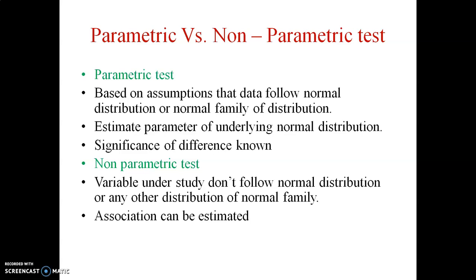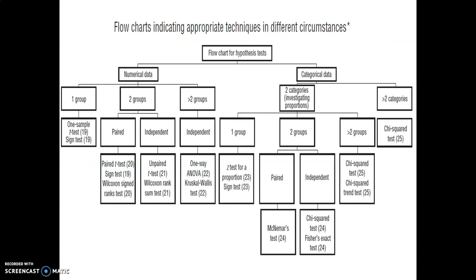Association can be estimated with these non-parametric tests. Here is a complete flow chart under different kinds of hypothesis tests, showing which tests to perform. When you have a single mean, we keep on testing one mean. When we have only one mean, it is the one-sample t-test. In non-parametric, it is the sign test.